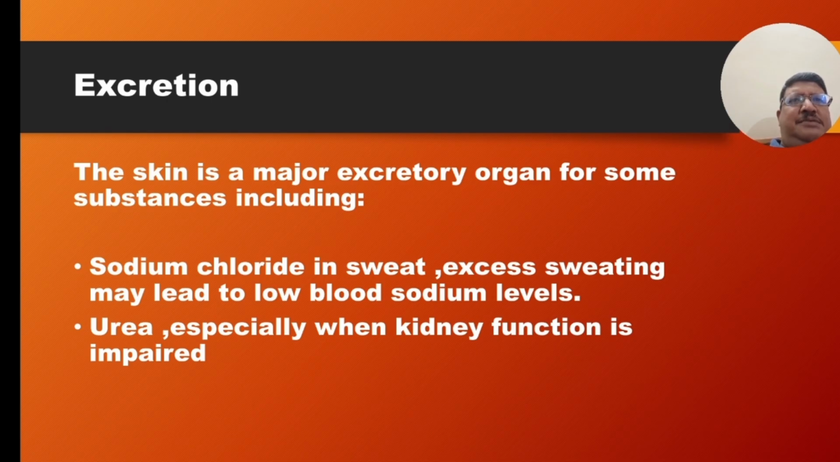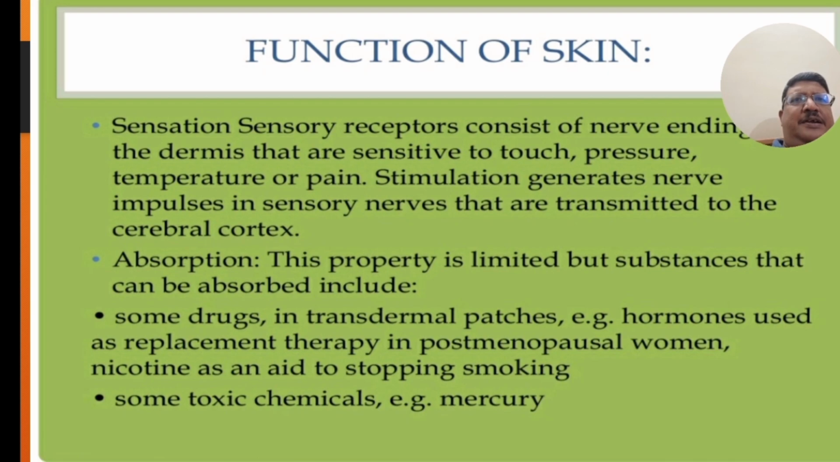Excretion. The skin is a major excretory organ for some substances, including sodium chloride in sweat. Excess sweating may lead to a low blood sodium level. Also urea, especially when kidney function is impaired.